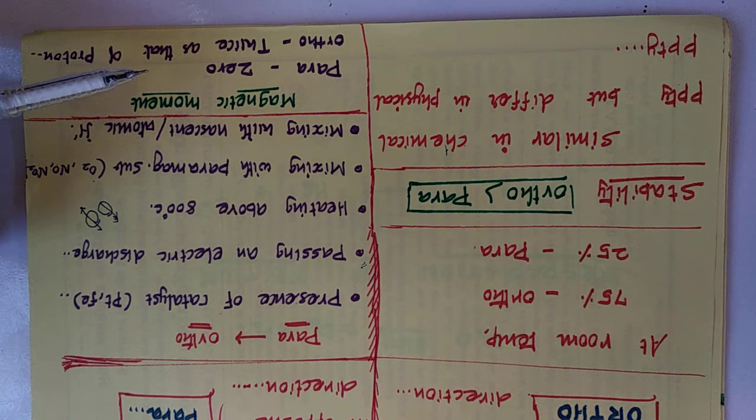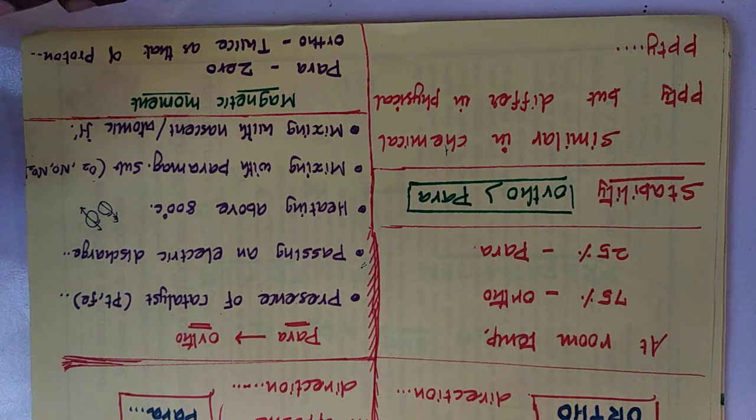The magnetic moment of ortho hydrogen is twice the magnetic moment of a normal proton. Magnetic moment is nothing but this: whenever any material is spinning, it creates a certain amount of magnetic moment. So for ortho hydrogen, its magnetic moment is twice that of a proton.